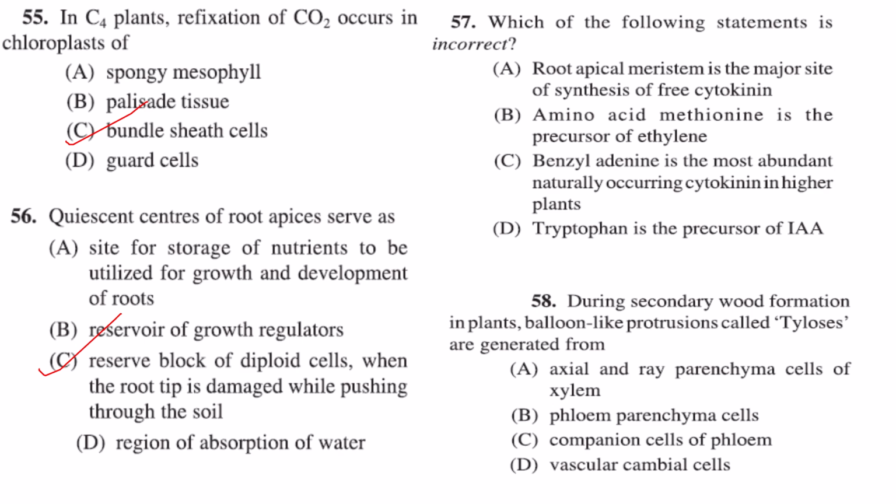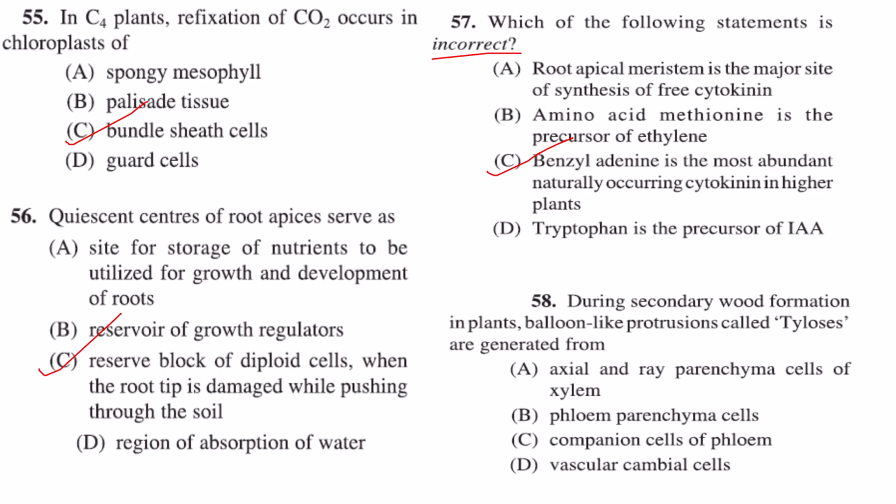Then next one, which of the following statements is incorrect? Root apical meristem is the major site of the synthesis of free cytokinin. Yes, that is correct. Amino acid methionine is the precursor of ethylene. That is also correct. Benzyl adenine is the most abundant naturally occurring cytokinin. It is not naturally occurring. It is a synthetic cytokinin. Okay, so that is the incorrect statement. Tryptophan is the precursor of IAA. That is also correct.